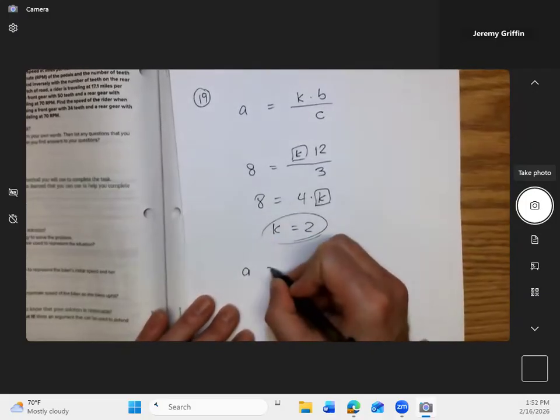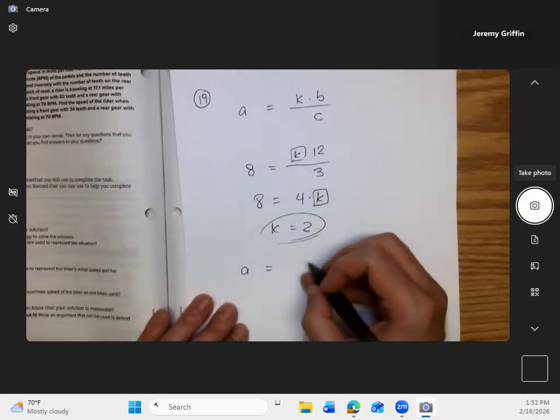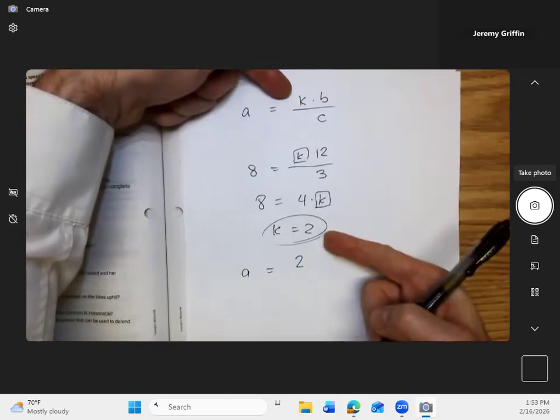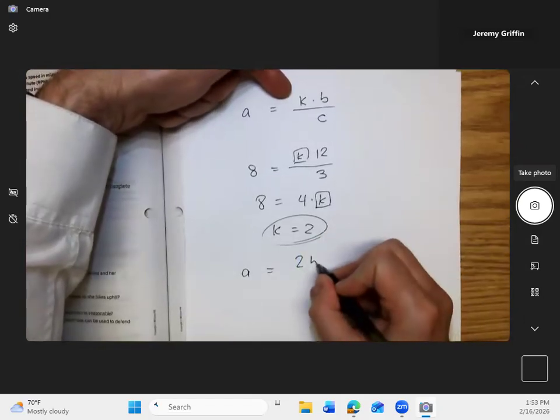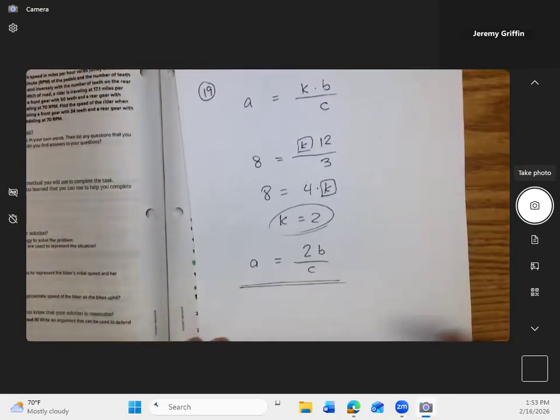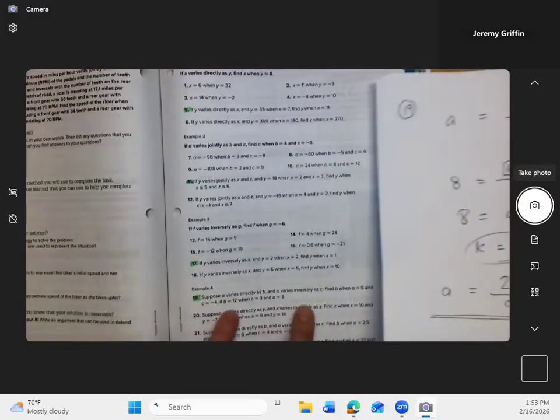So in general, I have this sort of master equation: A equals, where the k was before, I'll just put 2 because k is 2, and then B over C. So I'm using this right here. That's it. Now we can go answer the question.